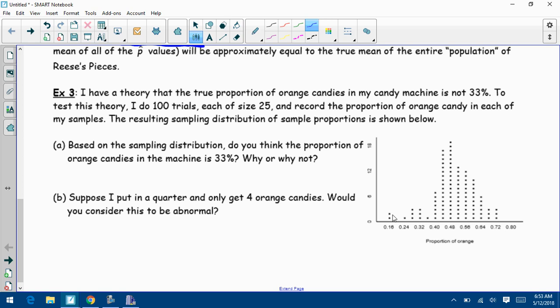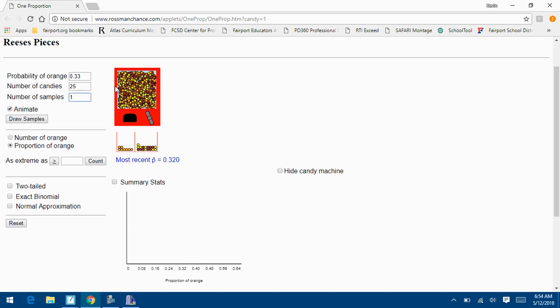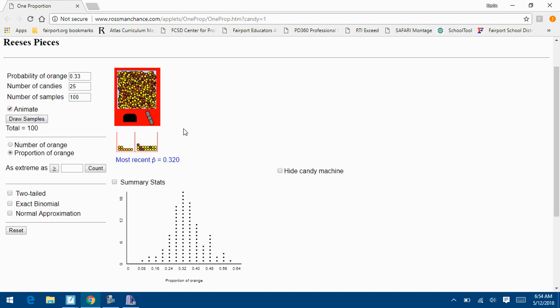So how can we use this? Well, actually, before I get into that, let's talk about what I just showed you. I'm going to reset this. Let's look at 100 samples. It's still going to show you doing one of them, but it's doing it 100 times. And there's all the dots.